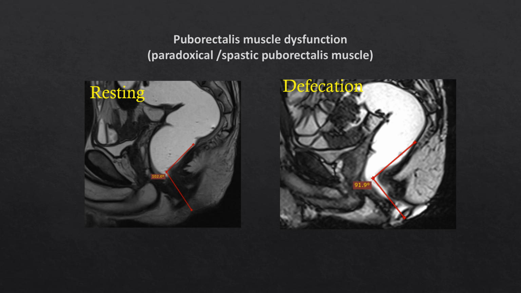Look at this. This is the resting state, and this is during defecation. What's the difference? Here the angle is 102. During defecation this angle should increase by 15 to 20 degrees. But unfortunately, you will see here the angle became more reduced during defecation, more acute, and also there is significant impression of the puborectalis muscle. This muscle should be relaxed during defecation. This is considered puborectalis muscle dysfunction, or paradoxical contraction of the puborectalis muscle, and another name is spastic puborectalis muscle.